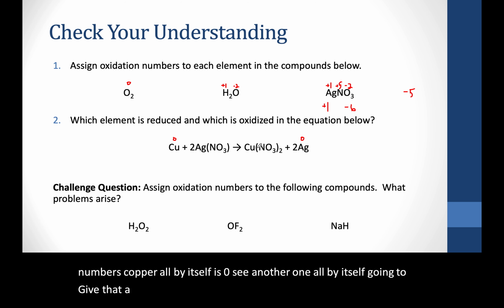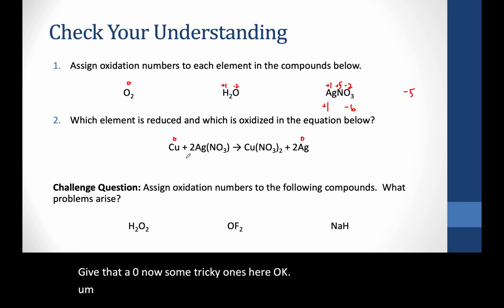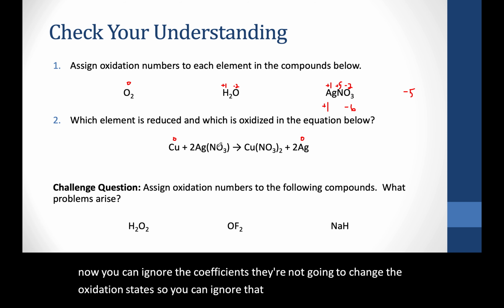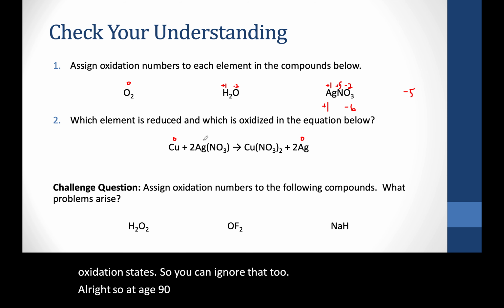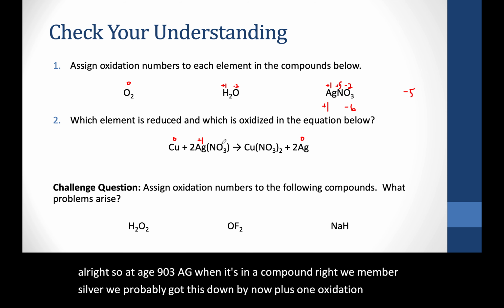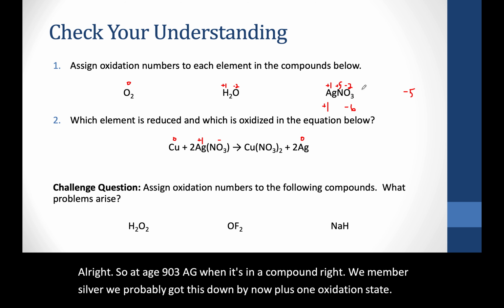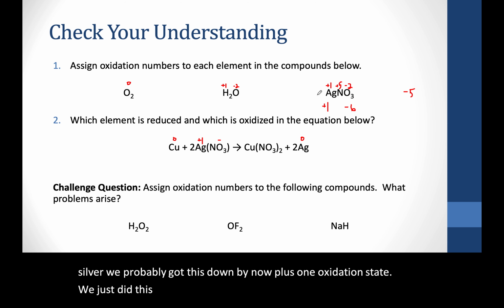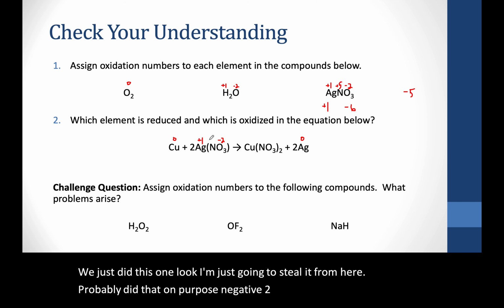Now some tricky ones here. You can ignore the coefficients. They're not going to change the oxidation states. All right, so we have AgNO3. Ag when it's in a compound, we remember silver, we probably have this down by now, is a +1 oxidation state. Oh, we just did this one. I'm just going to steal it from here. Probably did that on purpose. Oxygen is -2, so that means nitrogen's +5.